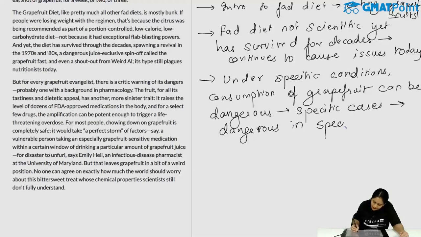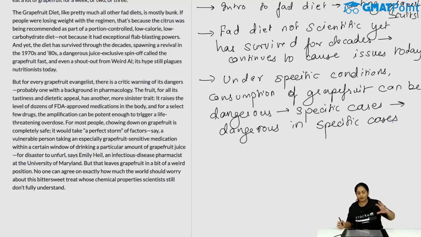In specific cases. So now that we understand what the passage is about, let's take an overall view of the passage. The first paragraph starts off by introducing the grapefruit diet. It debunks it and says that there is no scientific evidence that the grapefruit diet actually helps you lose weight. If it does help you lose weight, it is because it is part of other calorie controls, and those calorie controls are essentially helping you lose weight. The grapefruit has no weight loss properties as such.